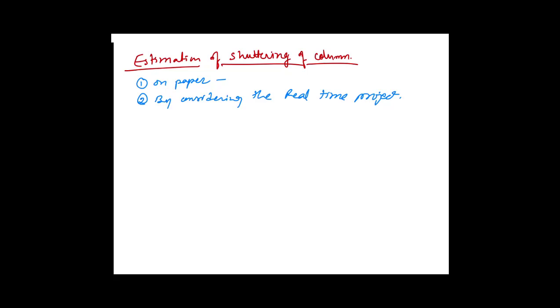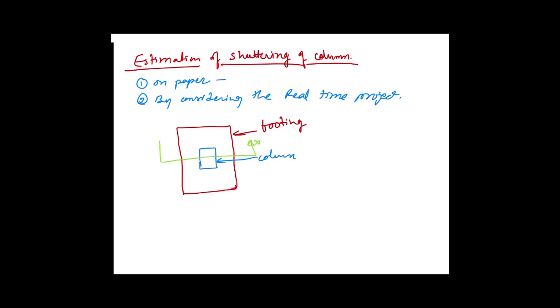So here I am considering one plan of both footing as well as column. It will look like this when you see it from the top. This one is a footing, and inside this we see a column. Okay, this one is column and this one is footing. So if I draw the cross section of this one, it is XX.